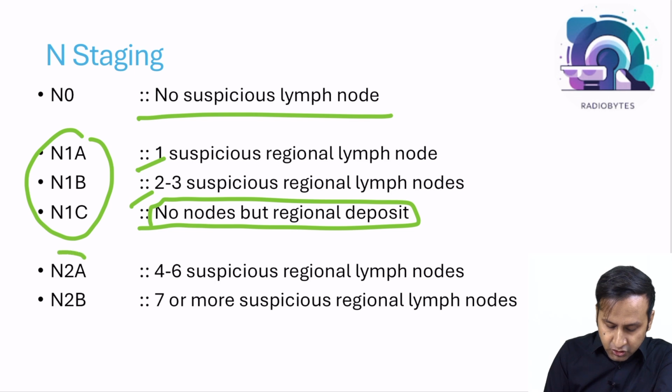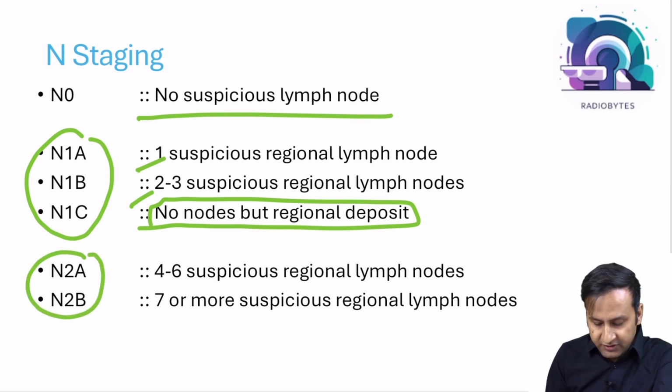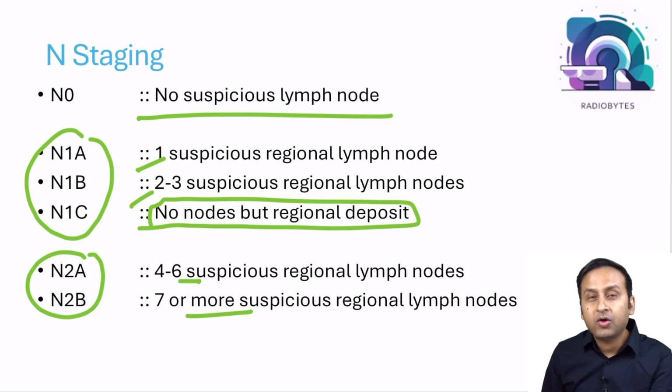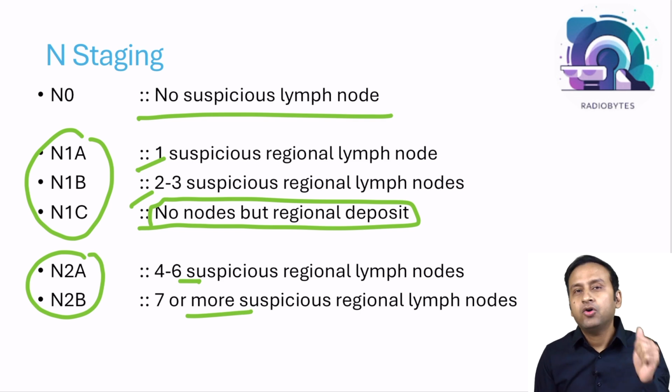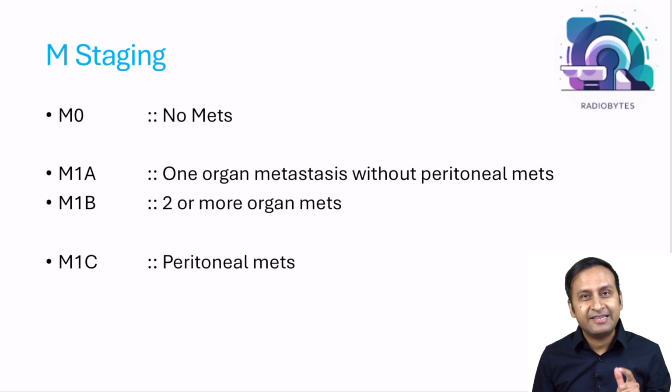Then again, N2A and N2B depending upon the number. If it's 4 to 6, it's N2A. And if it's 7 or more, it's N2B. Now again, I don't expect you to remember all of this, but this is something that you should keep in your mind. It should be tucked somewhere in your radiology reporting room while you're looking at a case of CA rectum. Finally, this is the M staging.